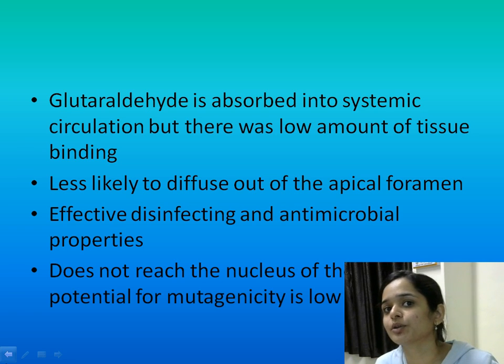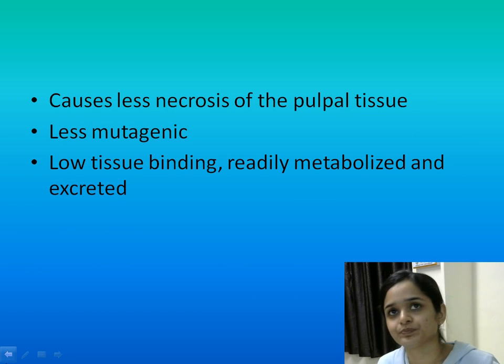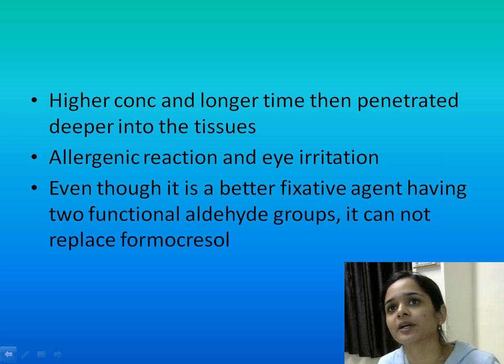Effective disinfecting and antimicrobial properties. It does not reach the nucleus of the cells. Its potential for mutagenicity is low. Causes less necrosis of the pulpal tissue, less mutagenic, low tissue binding, readily metabolized and excreted. So these are all the advantages.